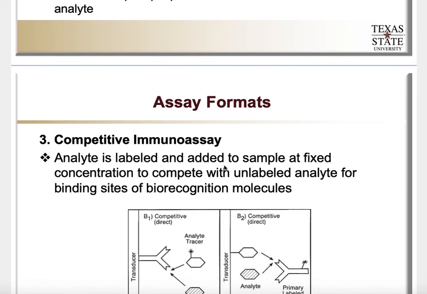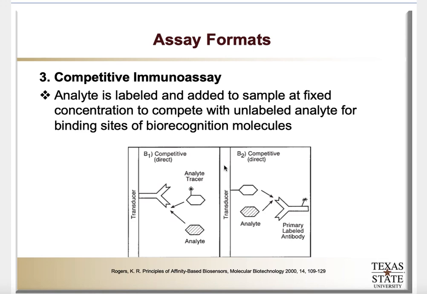All right, so the third format is a little bit harder to explain, and this is known as a competitive immunoassay. In this case, the analyte is labeled and is added to a sample at a fixed concentration to compete with the unlabeled analyte that comes from the physiological sample for the binding sites of the biorecognition molecule. So let me just back up. You have a biological sample, let's say blood, and that blood has a particular analyte. That analyte in the blood is the one that is grayed out here, so this one or this one. That's the one that we're trying to detect.